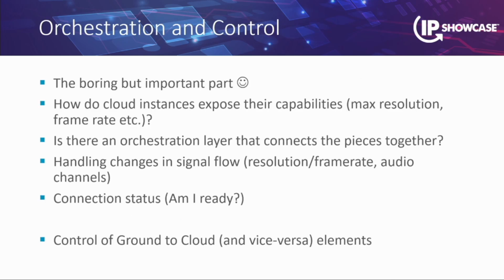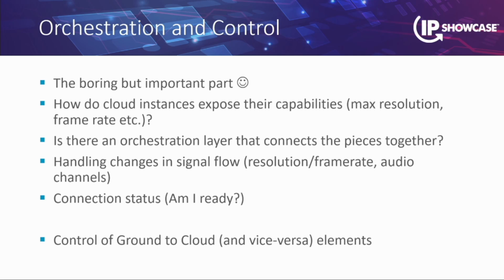And then there's orchestration and control, the boring but important part, I'm afraid. How do cloud instances expose their capabilities, possibly based off the processing power they have, so maximum resolution, maximum frame rates, etc.? Is there some kind of orchestration layer that connects everything together? How do we handle changes in signal flow? We were just discussing with the NFL. An NFL broadcaster could be in 720p, it could be in 1080i, and it changes dynamically. You don't know what you're getting sometimes, and it can change on the fly. Connection status. Am I ready to receive data? How do I expose myself?